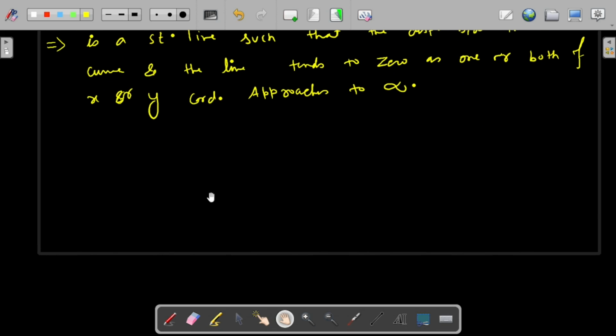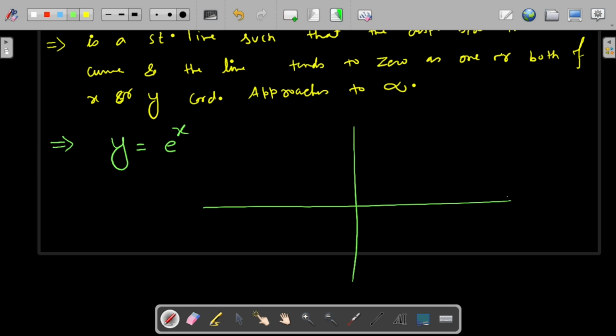Let's try to understand with the help of a graph. For example, we know the graph of y equals e raised to power x. We can plot its graph. This is y equals e raised to power x, and this is my x-axis. So my graph is like this. It passes through 0 comma 1. If someone asks, is there any asymptote of this curve? Yes, there is an asymptote.